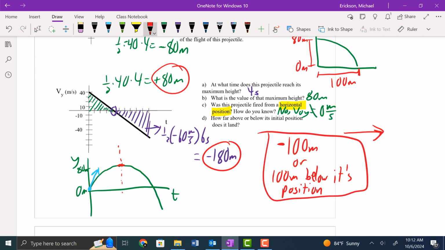Basically, these first 4 seconds cancel out with these 4 seconds. The last 2 seconds are actually a lot of area that's being covered. So at that point, you're traveling at 50 meters per second and 60 meters per second. And so you're going to travel pretty far.